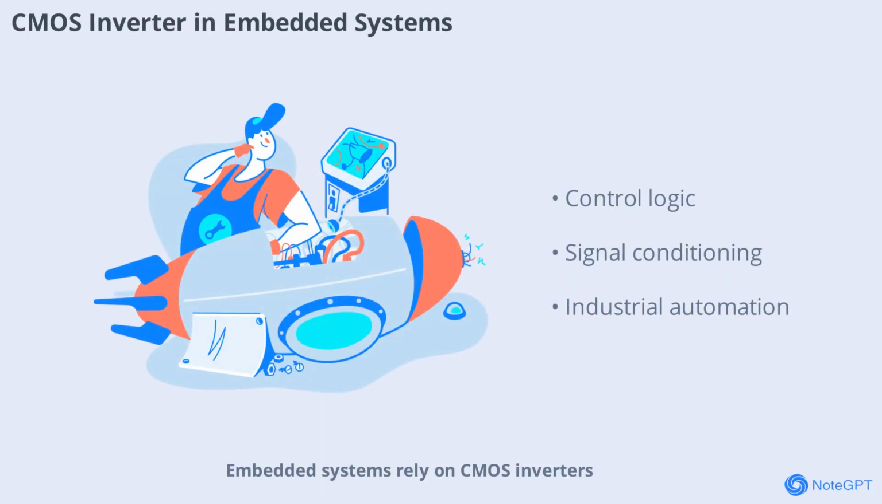Embedded systems rely on CMOS inverters for control logic and signal conditioning. Their versatility allows them to be used in everything from automotive electronics to industrial automation. We'll highlight how CMOS inverters enable reliable operation in embedded applications.